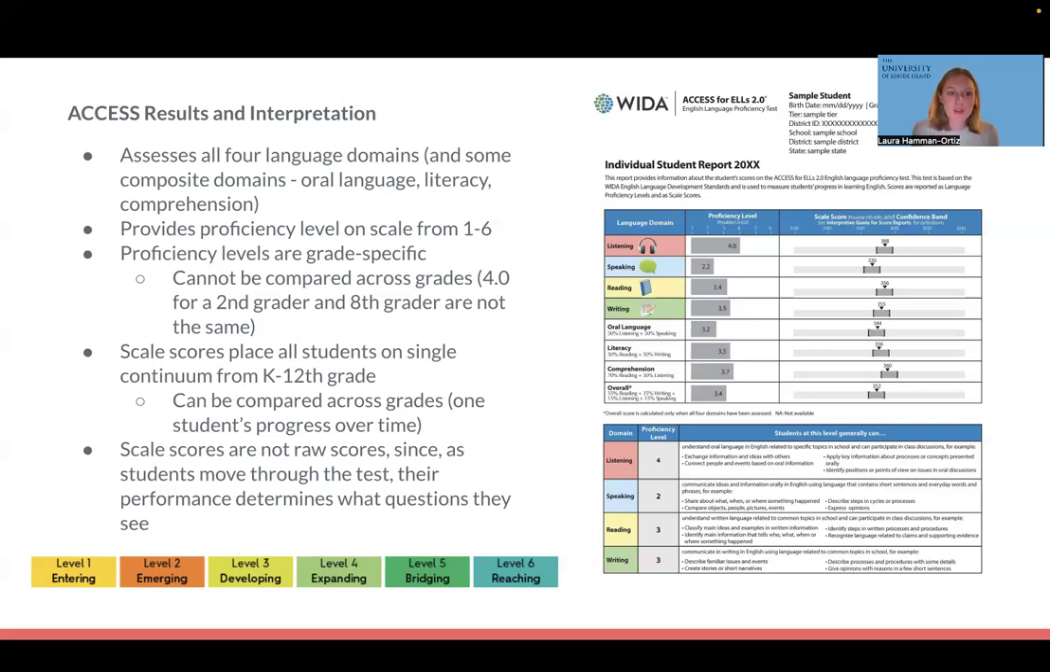Scale scores are not raw scores. So it's not that they got 368 questions correct, if you look at that listening, because the way that the test works is that as students go through the test, how they perform on a question determines the next question they see. So if they get the question right, they might get a more challenging question. If they get the question wrong, they might get an easier question. So the test is designed so that the student is able to engage with it, but it does give them more difficult or easier questions depending on how they do. So that's why the number doesn't reflect a number correct, but it does reflect overall performance on the assessment.